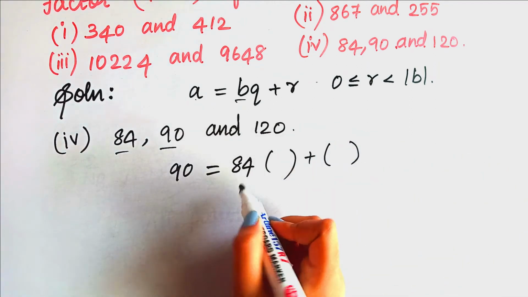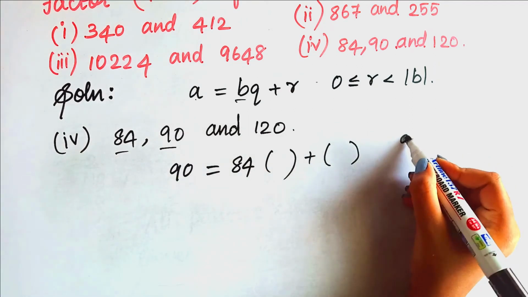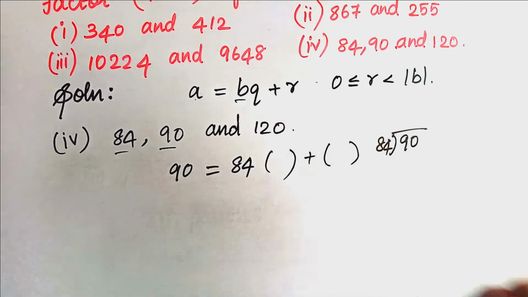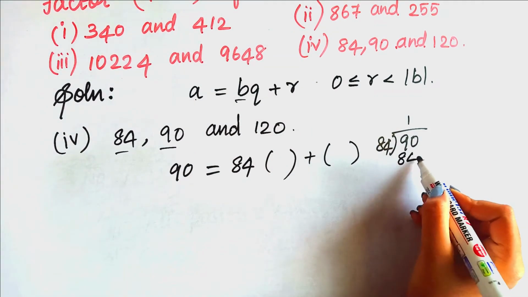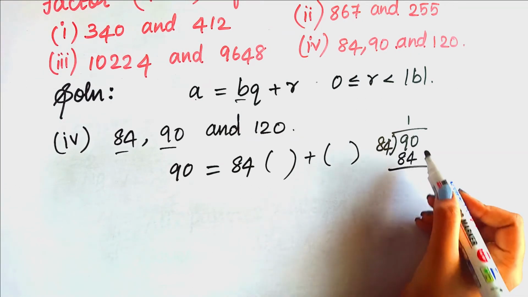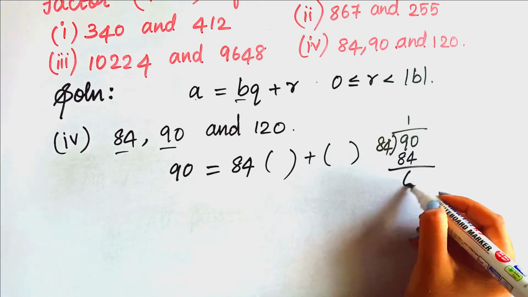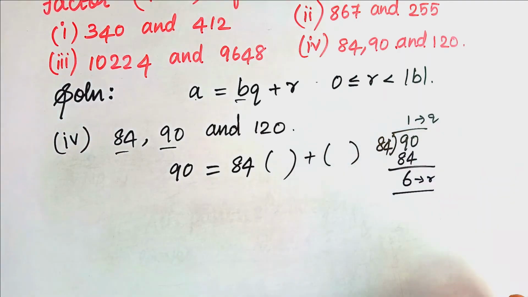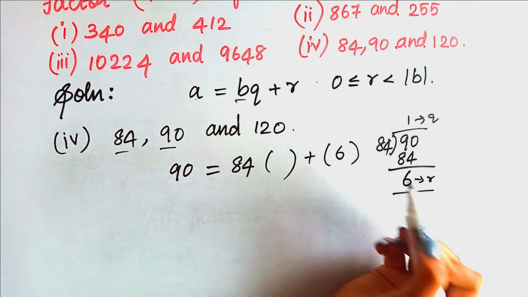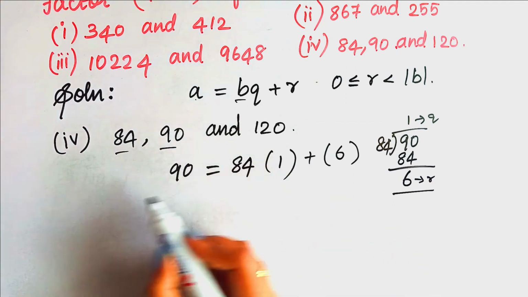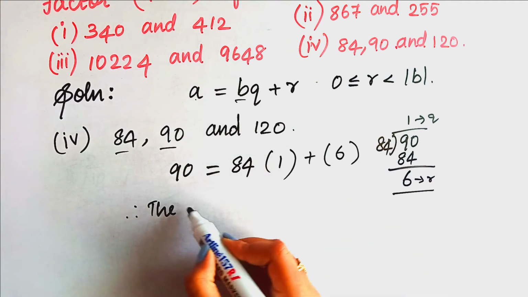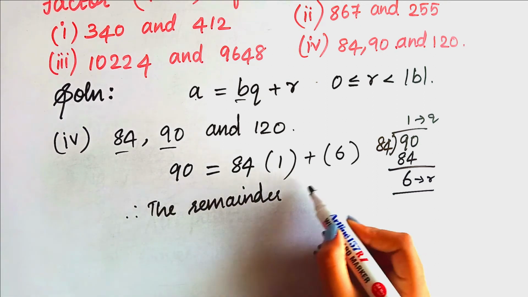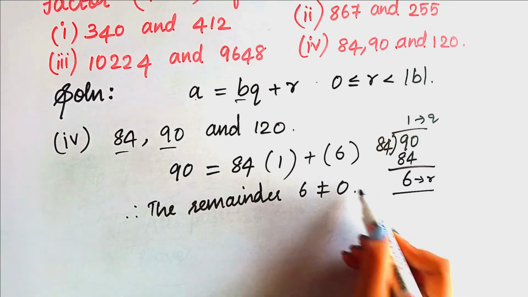Here there is an 84 and 90, so 90 will be inside and 84 will be outside. So 84 once are 84, and 90 minus 84 gives an answer 6. So this is our remainder and this is our quotient, right? So our remainder is 6 and our quotient is 1. So therefore you can see that the remainder is 6, which is not equal to 0.